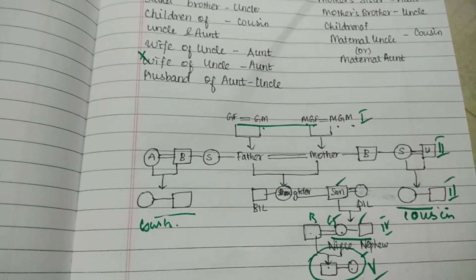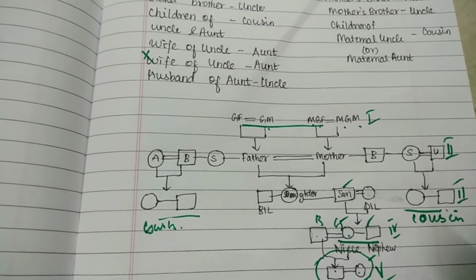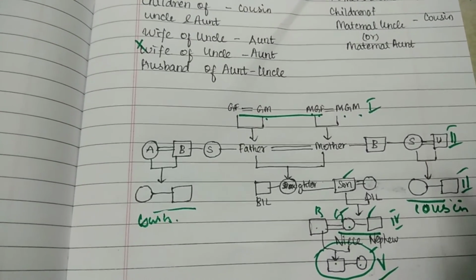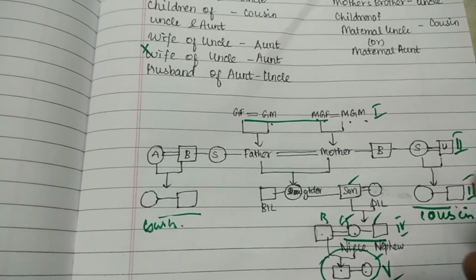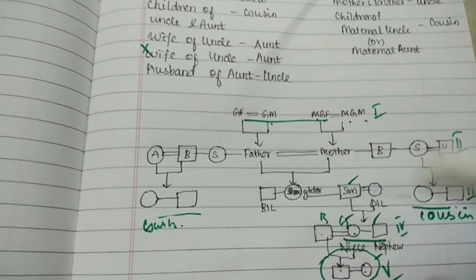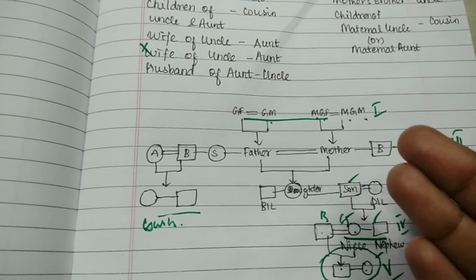In the next video, we will be seeing the symbols used in blood relationship for representing male, female, spouses, etc. Next, what are the types? And we will be seeing some tips to solve blood relationship puzzles.